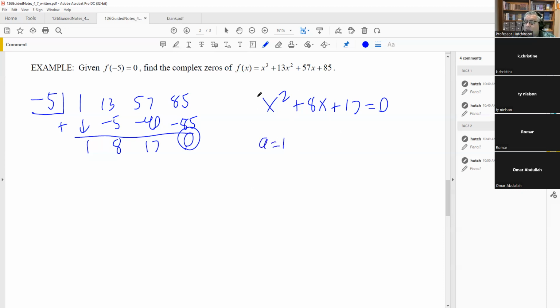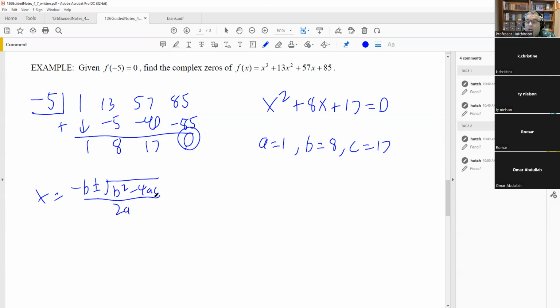So the a value is the number in front of the x squared, that's 1. B is equal to 8, and C is equal to 17. Now we're going to put these into the quadratic formula. So you should only use quadratic formula if you can't factor it. So we have negative b plus or minus the square root of b squared minus 4ac all over 2a.